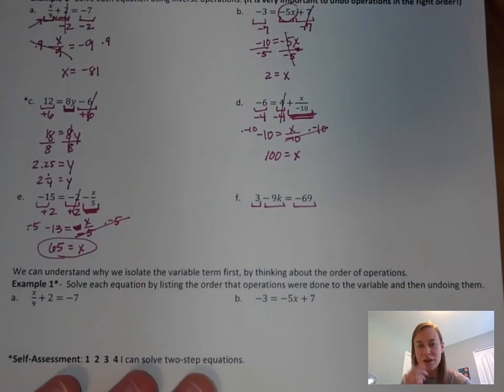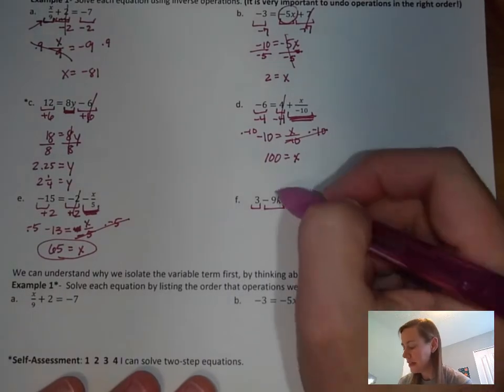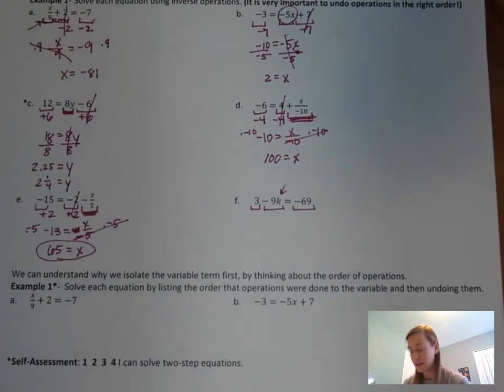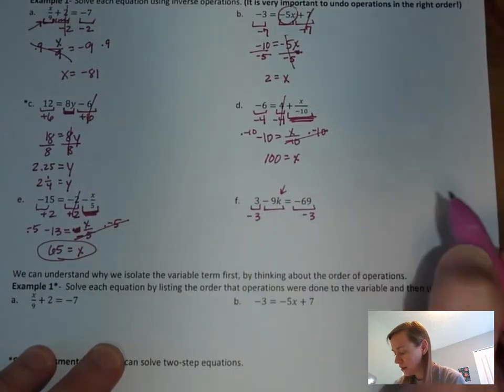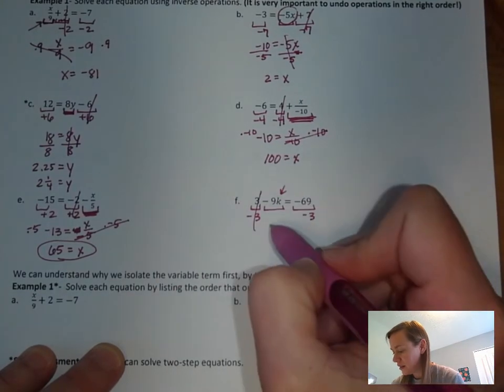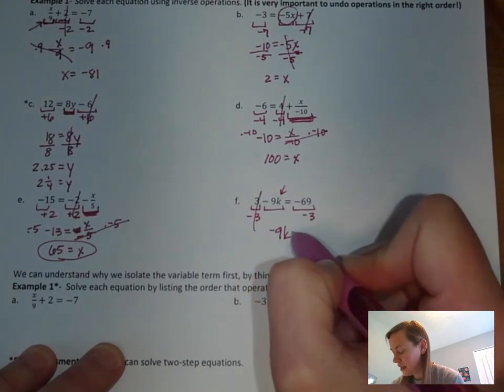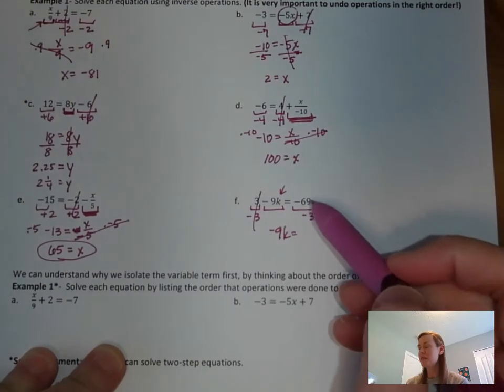Okay, I have these 3 terms underlined. It looks like we need this -9k by itself because that's the variable term. So let's start by getting rid of the 3. Subtract your 3. And you're going to be left with -9k equals 69.